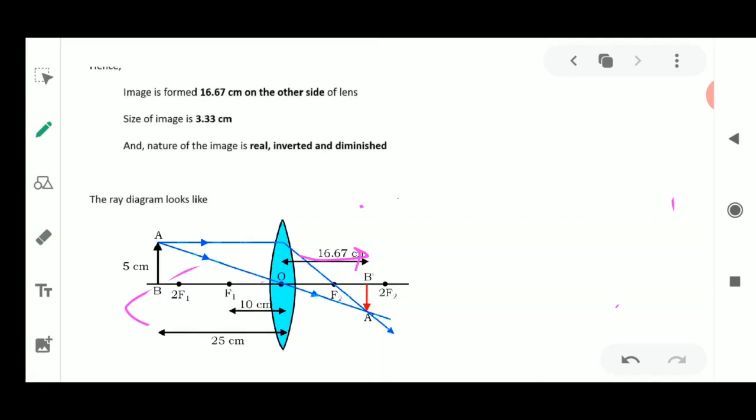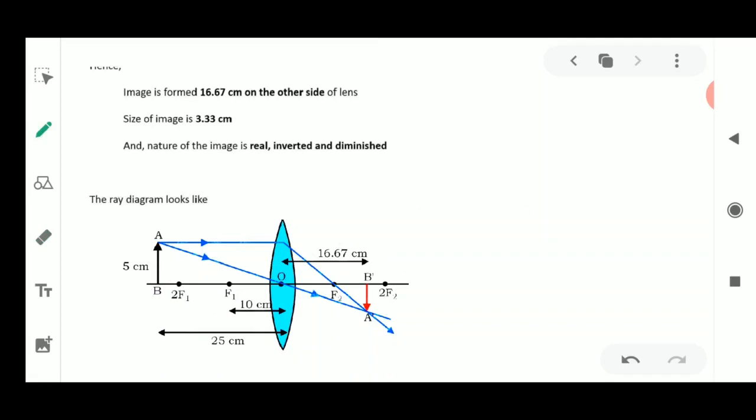So the focal length will be 10, and if we are writing the center of curvature, it will be 20. It is less than 20, it means it is 16.6. So it means it is lying somewhere in between the focus and the center of curvature. Please remember how to solve these ray diagram questions and how you are going to draw the ray diagrams correctly.